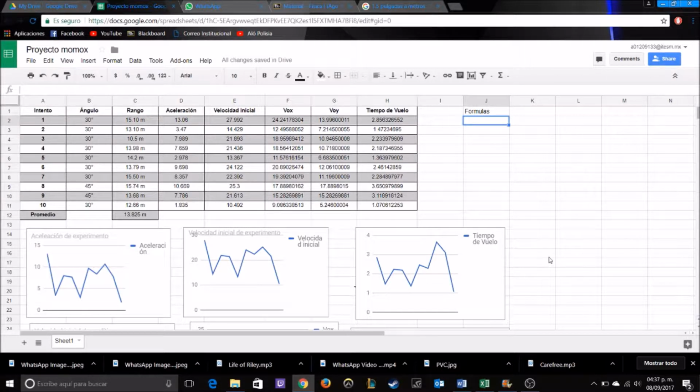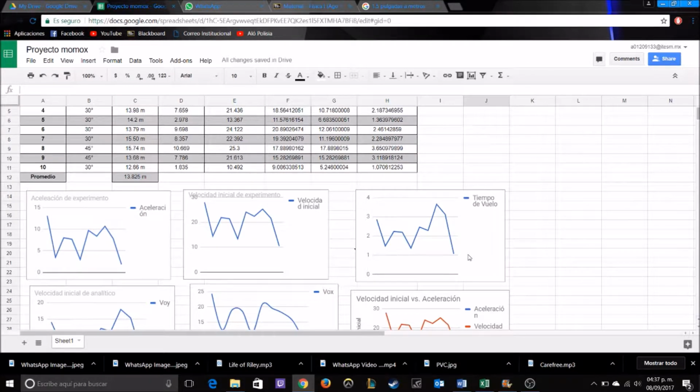Okay, now the flight time. We can see that the flight time depends on the acceleration and the initial velocity. So because the acceleration and the initial velocity are not in a straight line, we couldn't get a flight time in a straight line because all the data was different.